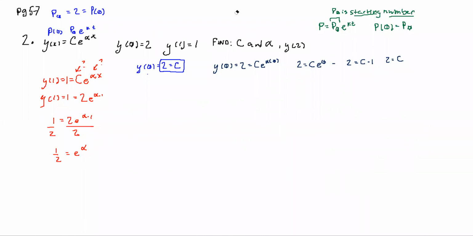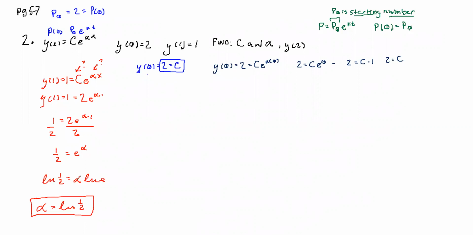So we have 1/2 is equal to e to the alpha. So this will be the natural log of 1/2, which is equal to alpha ln e. So this will be alpha is equal to natural log of 1/2.